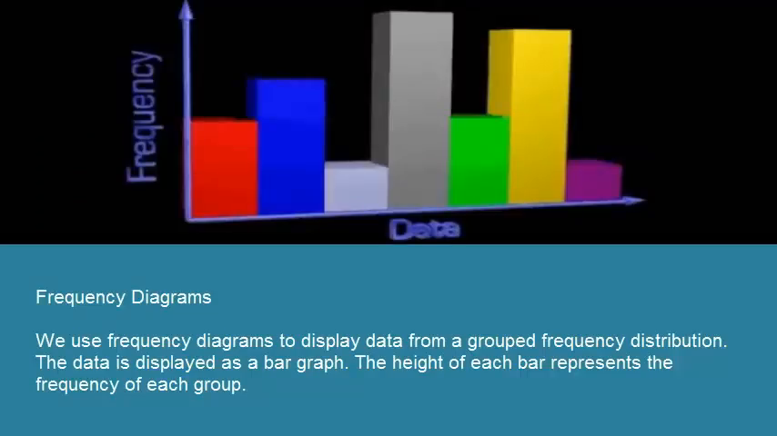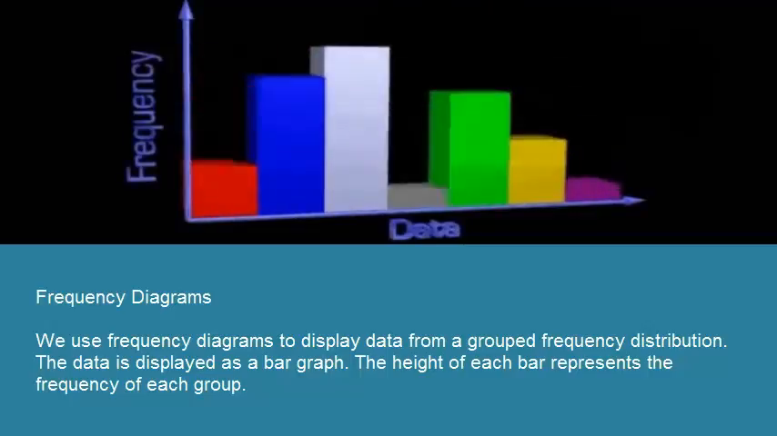We use frequency diagrams to display data from a grouped frequency distribution. The data is displayed as a bar graph. The height of each bar represents the frequency of each group.